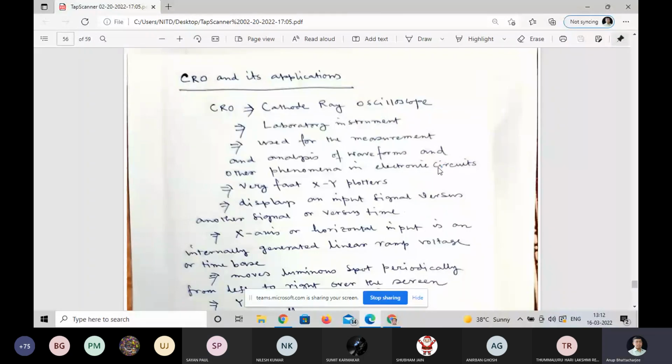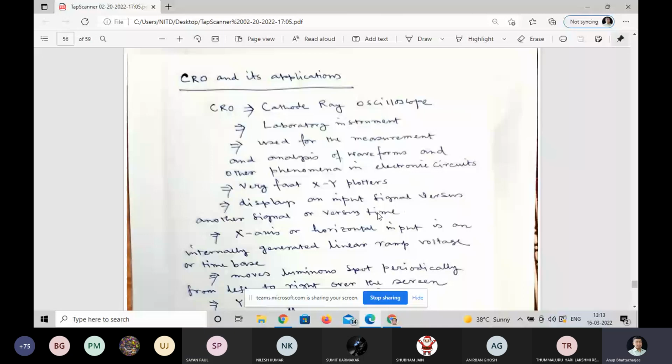CROs are basically very fast XY plotters that display an input signal versus another signal, or versus time. Do you agree with this, so far as your knowledge from your basic electronics lab is concerned? What I have told you, almost all the things are written here. It displays an input signal versus another signal or versus time. So do you agree, students? Say yes or no. Yes, sir.